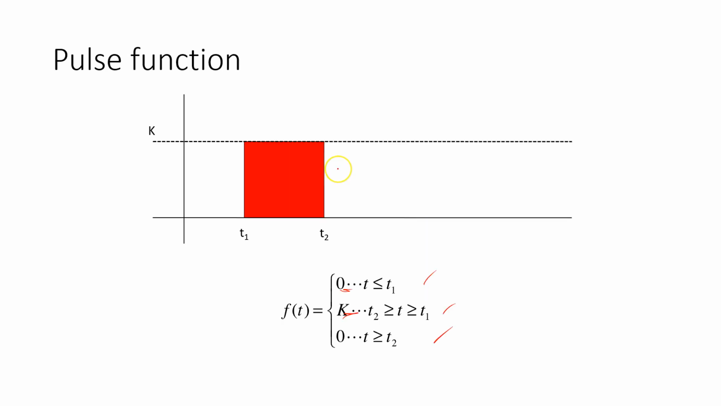So if we move on to a pulse function, the pulse function is where between t1 and t2 we have the value of k, and before and after that it is 0. So we have between 0 and t1, we have 0 for t less than t1. For t less than t2 but greater than t1, which is this red section here, it is equal to k, and then again above t2 it is equal to 0.